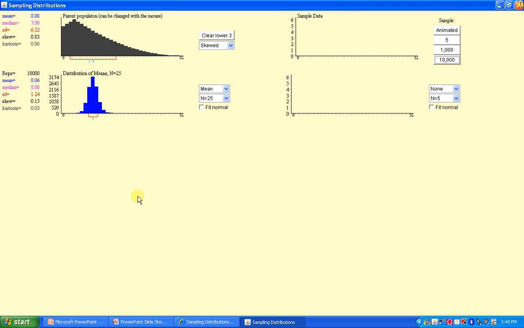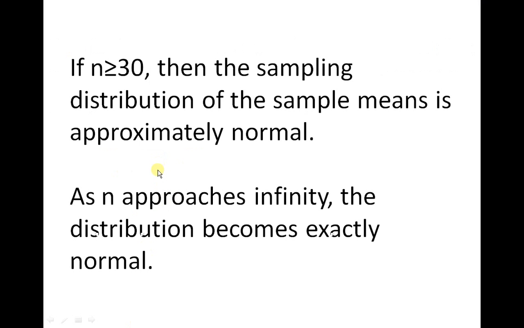Okay, so that brings us to what the central limit theorem is. This is what the central limit theorem says. As n approaches infinity, which means as sample size gets larger and larger and larger, the distribution becomes exactly normal. So in practice, we know we're never going to have a sample size of infinity, so our distribution is not going to be exactly normal. But we have to come up with some kind of guideline to where we think it's normal enough to use these normal probability formulas and things like that.